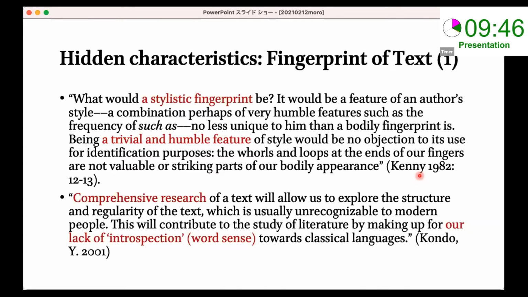Professor Yasuhiro Kondo, as I mentioned before, has stated the same thing. Comprehensive research of a text will allow us to explore the structure and regularity of the text, which is usually unrecognizable to modern people. This will contribute to the study of literature by making up for our lack of introspection, one's sense towards classical languages. I believe that n-grams can be a powerful tool in this kind of analysis.